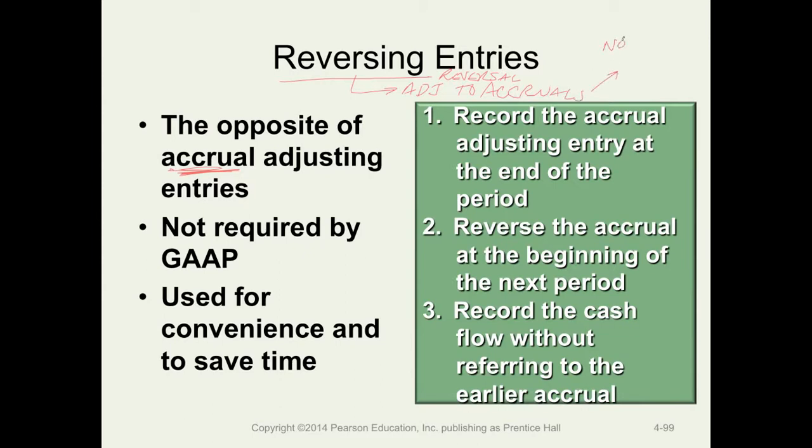Not deferrals. So reversing entries will not apply to depreciation. Reversing entries will not apply to prepaid insurance, etc. So the steps, as you know, we record the accrual adjusting entry at the end of the period, and at the beginning of the very next period, we reverse that entry out, and then we record the actual cash flow or payment or cash receipt in the next period without even referring to the previous adjusting entry.